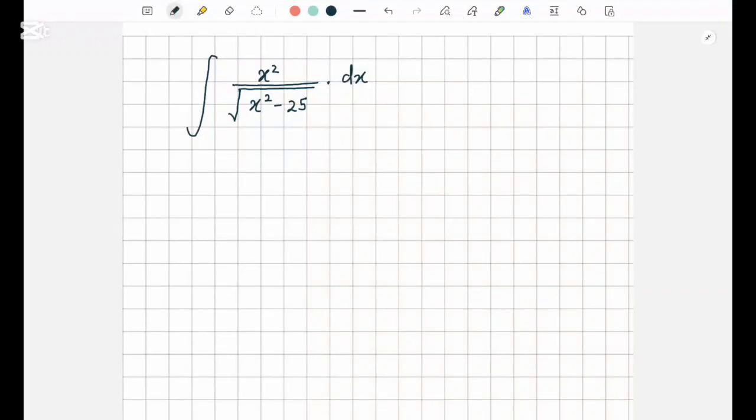Hi everyone, I'm going to show you guys how to integrate x squared over root x squared minus 25. So we could write this as x into x, open brackets, x squared minus 25, close brackets, to the power minus half, because we can take the denominator up, right? So when you take it up, it becomes minus half.